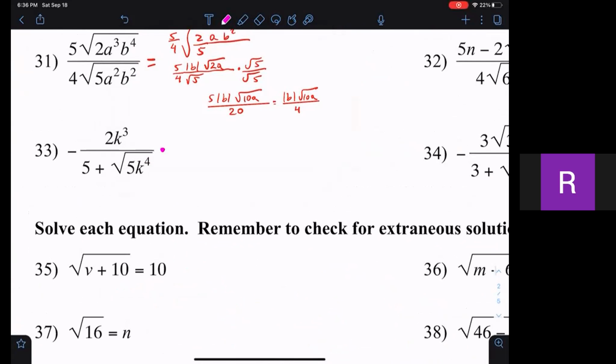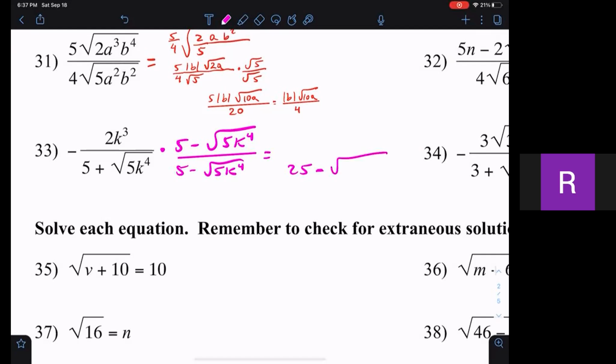So I need to multiply 5 minus 5k to the fourth, right? So yeah, I just need to do the FOIL, right? So here it's going to be 25 minus whatever is inside is going to remain the same, but I'm just going to multiply just in case some of you don't understand where I get this from. Okay, so this is going to be 25k to the 8 if you want to do that way.